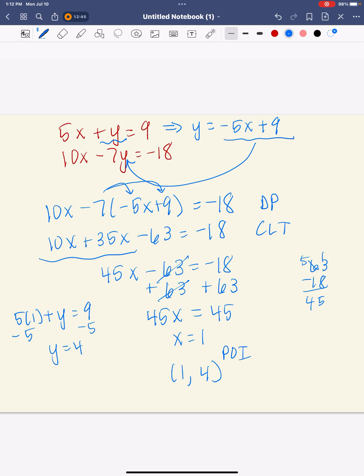I hope that was helpful in showing you systems and then solving inequalities. The same methods apply for equations. And then I'll stop the video here.